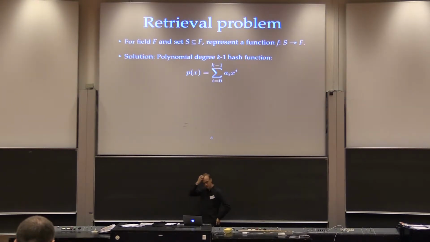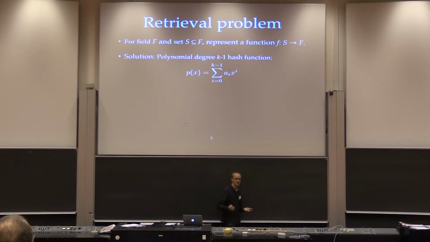So what is the retrieval problem? We have a set of items, and let's suppose they come from some field. If you like, think of them as numbers, and we are going to do operations modulo p. And what we want to do is associate with each element in the set some value also from the field. So we could say that we represent a function f from S to the field.